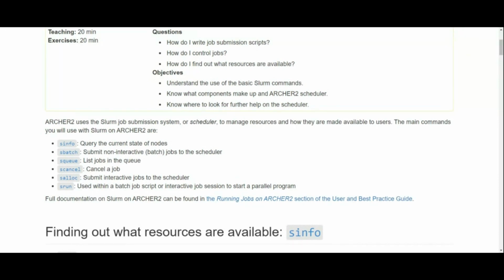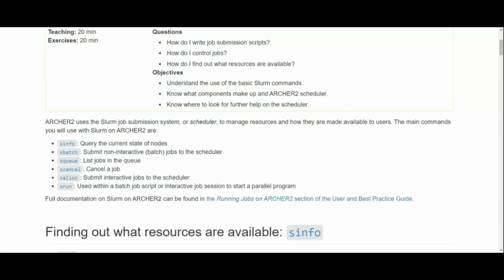ARCHER2 uses Slurm as the batch system and the scheduler. And those two things are slightly different, but you don't need to care about it. Effectively, the batch system is the overall system which takes jobs and interacts with the user, and then the scheduler is the thing which decides which of those jobs is being given to run when. And these two things can be run by different bits of software, but in ARCHER2 we're using Slurm to do both of them.